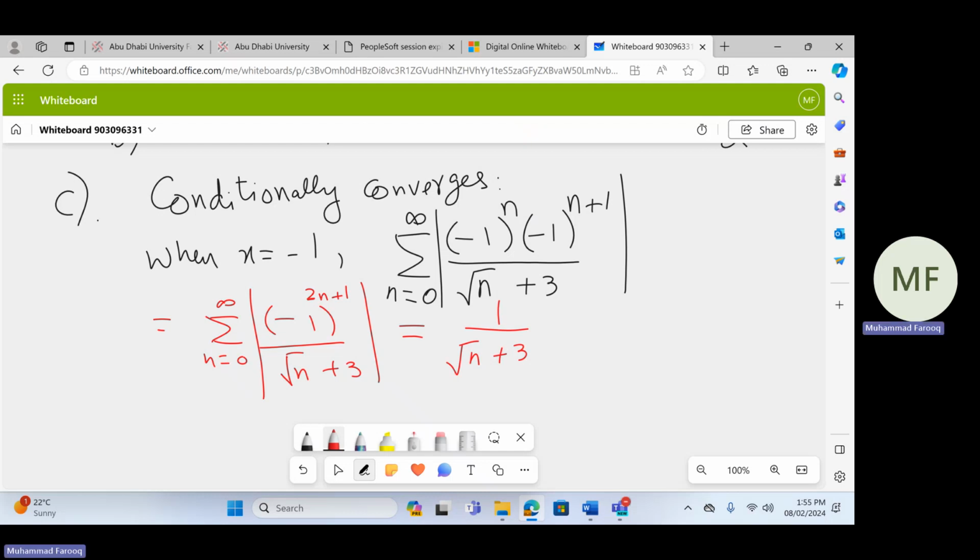Then square root of n is always positive because it goes from 0 to infinity, it's a positive sign. Plus 3 is also positive. So basically, there is no need to put the absolute value, okay? The numerator always gives you a positive answer because of the absolute value. And here there is no need for absolute value because root n plus 3 is already positive. No need for that. Okay.